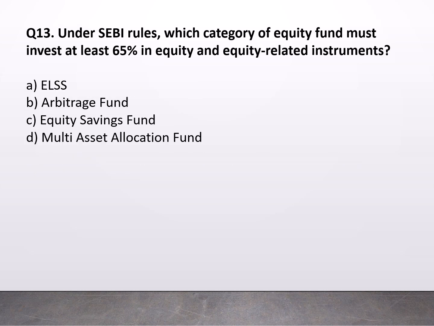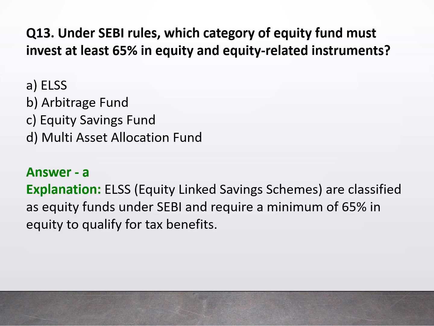Next question. Under SEBI rules, which category of equity fund must invest at least 65% in equity and equity related instruments? Option A, ELSS, option B, arbitrage fund, option C, equity savings fund, and option D, multi-asset allocation fund. Correct answer is option A, ELSS schemes.